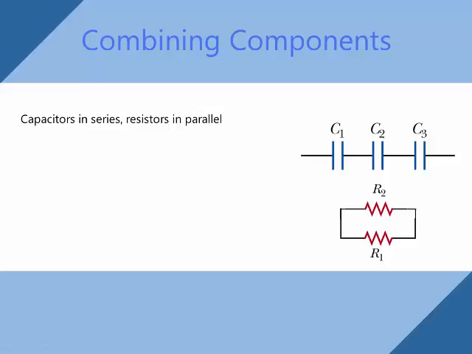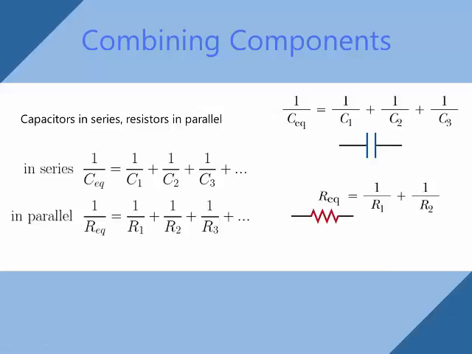When capacitors are in series and resistors are in parallel, though, you must use a slightly different equation, where you sum the reciprocal of each of the capacitors or resistors, and then take the reciprocal of that. When solving this type of equation, the most important thing to remember is not to forget flipping the fraction at the end of the problem.